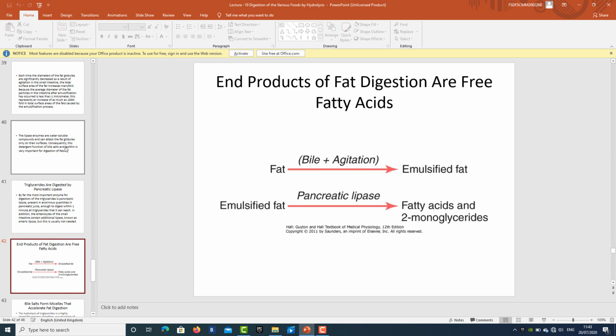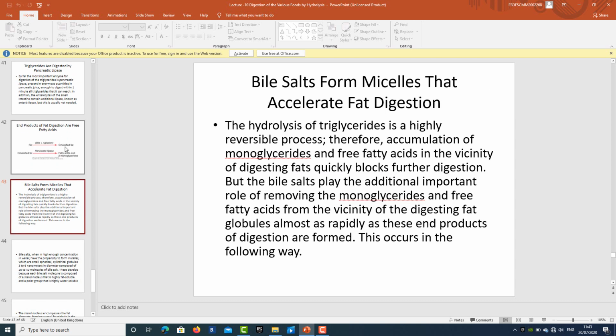The end products of fat digestion are free fatty acids. The bile salts form micelles, which accelerate fat digestion. The hydrolysis of triglycerides is a highly reversible process, and therefore accumulation of monoglycerides and free fatty acids in the vicinity of digesting fats quickly blocks further digestion. But the bile salts play the additional important role of removing the monoglycerides and free fatty acids. So this occurs.